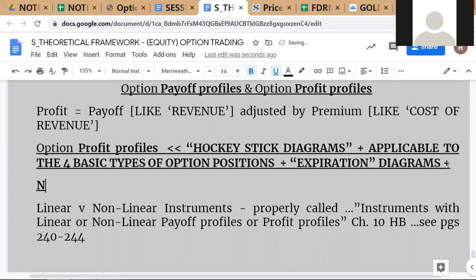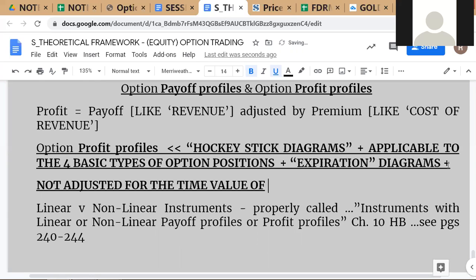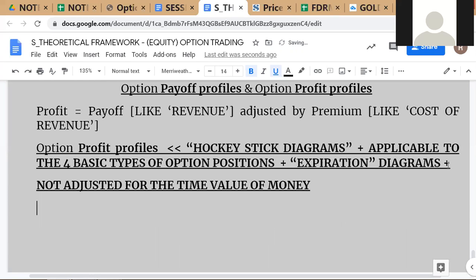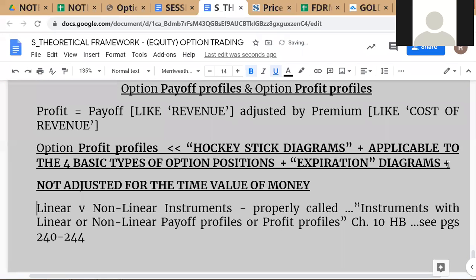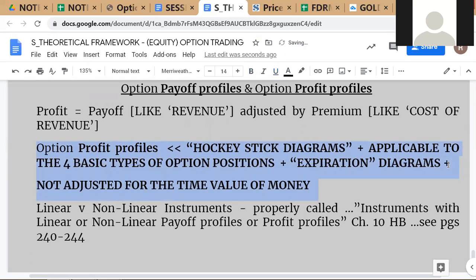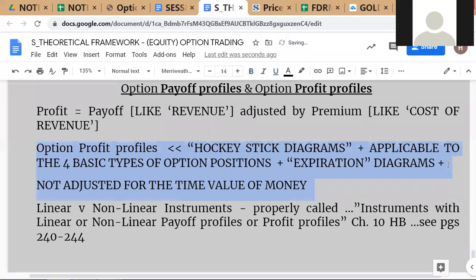not adjusted for the time value of money. So these questions might have arisen otherwise in your mind. That's why we are clarifying these points. All right. These are not adjusted for the time value of money.